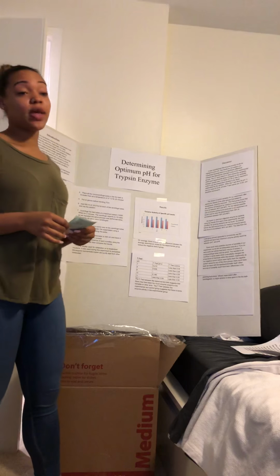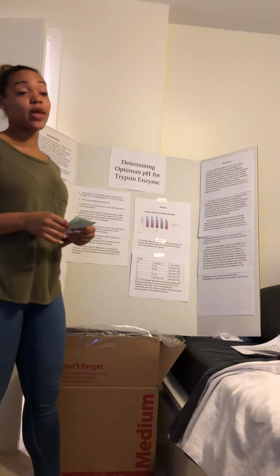And bacteria found in nature, which naturally synthesize the active trypsin, usually have a pH ranging from 7 to 10. So again, this group wanted to see, is there an optimum pH range for the trypsin enzyme? Is there a pH where this enzyme works best? We hypothesized that the optimum pH for the trypsin enzyme would be pH 9.